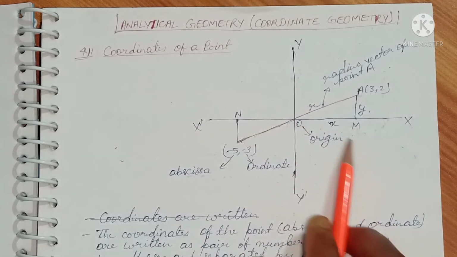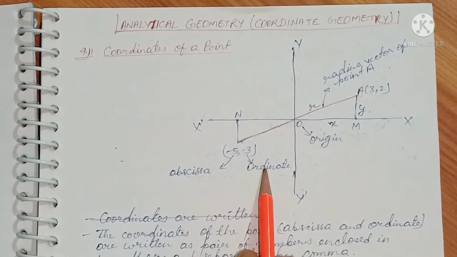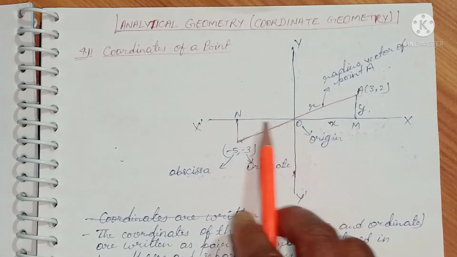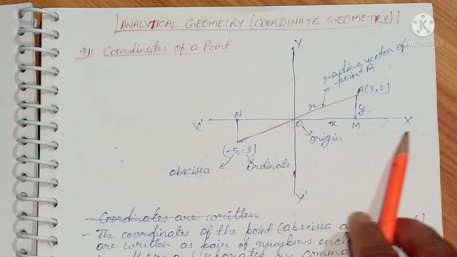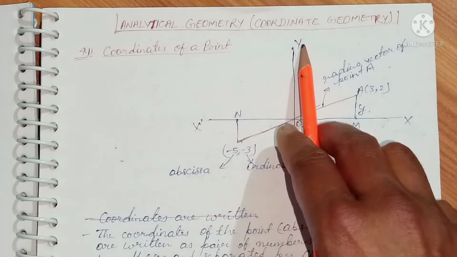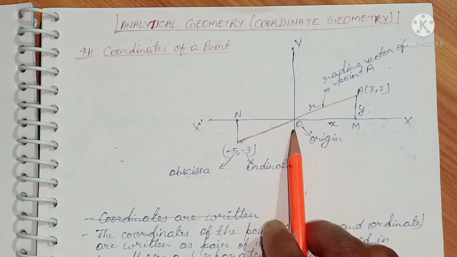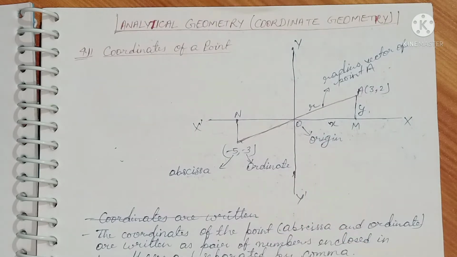So now you can see, you got the ordinate and the abscissa. The point where the horizontal axis, x-axis, and the vertical axis, y-axis, cross each other, that is the origin, represented here by O. The same thing is written here in the statement.